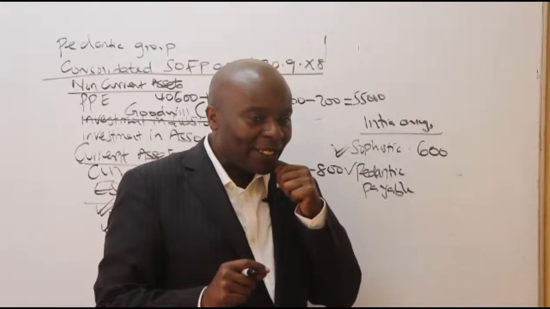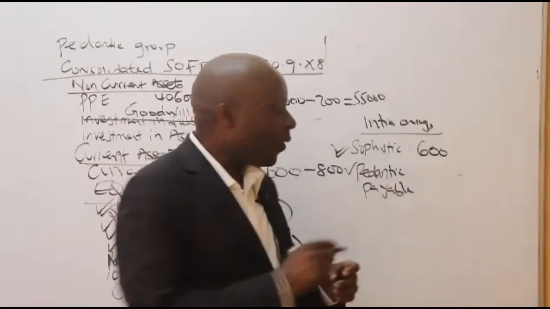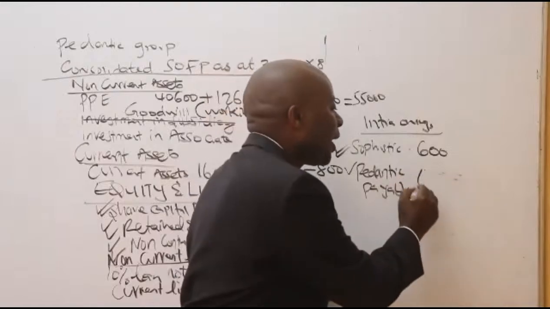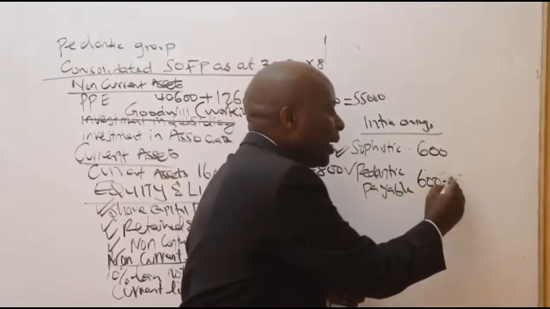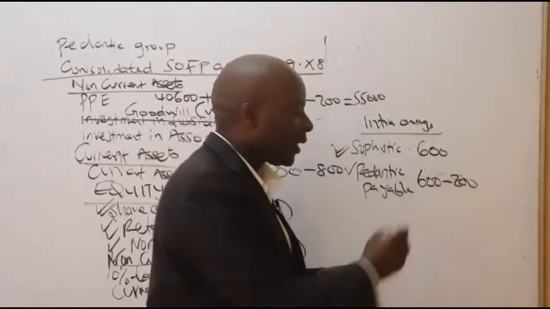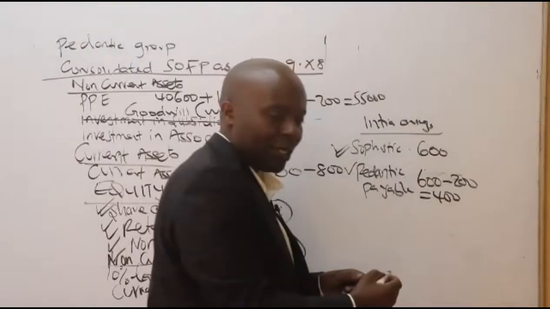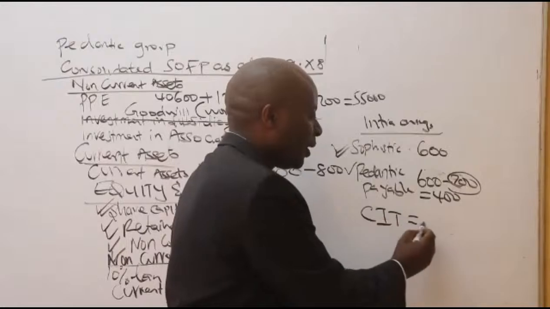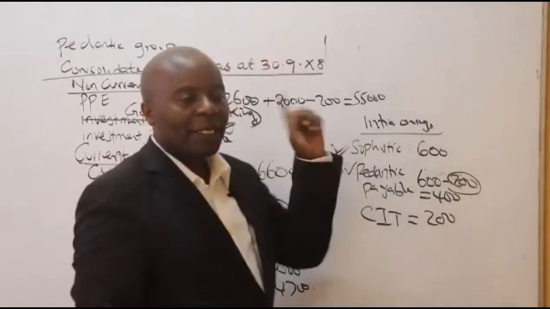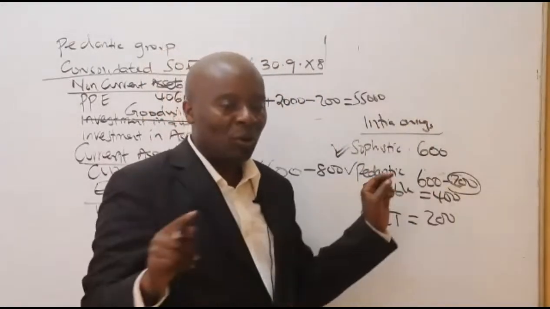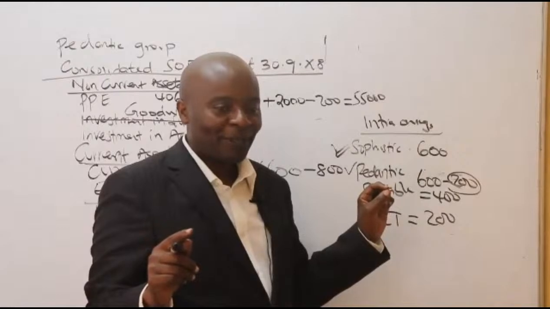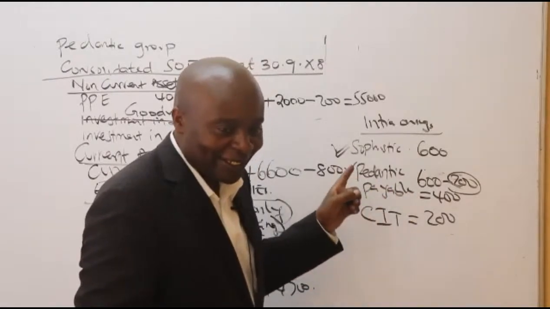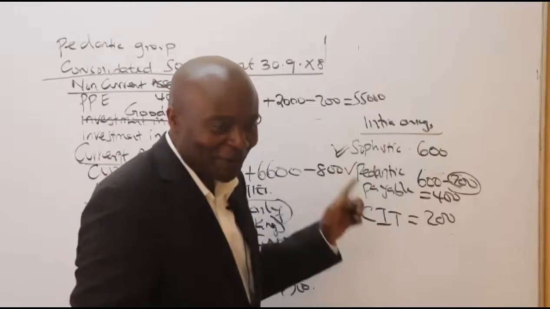It's 400, really. Because Pedantic initially had an owing of 600, but they have paid 200, so they owe 400. This 200 is what we call cash in transit. It's on the way, so the other company has not yet received the money to adjust their books. Are we together with this 400?